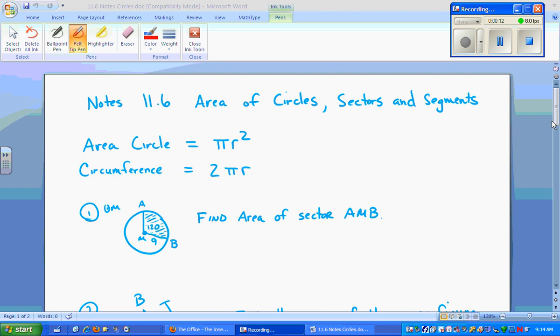Today's lesson is going to be note sheet 11.6, area of circles, sectors, and segments created from those sectors. Let's recap. We need to know the area of a circle. The area of a circle formula is right here, pi r squared. Remember, units are squared, so the r was squared. Circumference is 2 pi r, or diameter times pi, which obviously diameter is 2r.